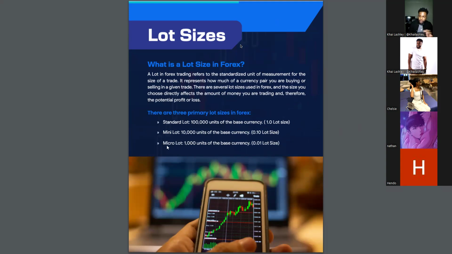Very simply put, a micro lot is a 0.01 lot size. The value of a micro lot is 10 cents per pip. So per pip, per movement in the market, your trade is moving 10 cents. You're either making or losing 10 cents every movement.